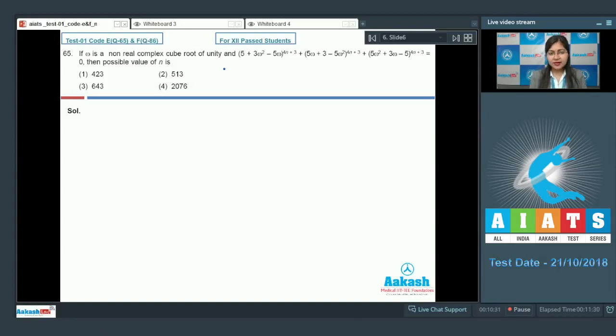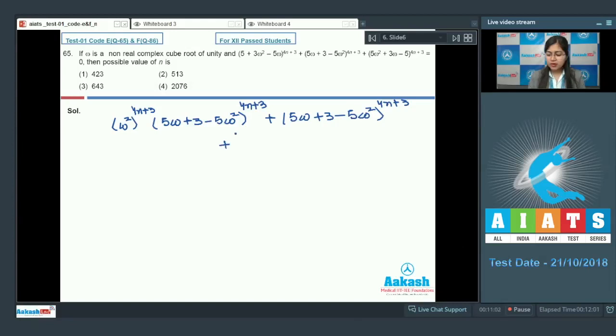Now multiplying by omega cube, we will get (ω²)^(4n+3) into (5ω + 3ω³ − 5ω²)^(4n+3), where omega cube is 1, plus (5ω + 3 − 5ω²)^(4n+3) plus, now in the third term also multiplying by omega cube and taking omega square inside the bracket and keeping ω^(4n+3) outside, we will get (5ω + 3 − 5ω²)^(4n+3) equal to 0.